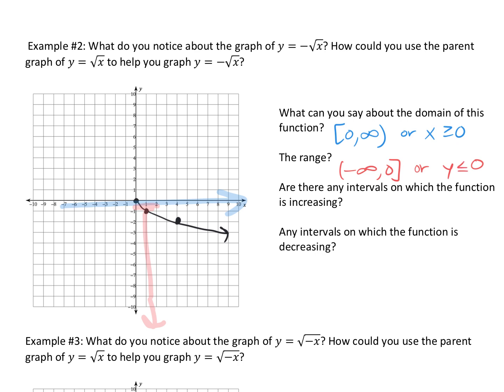Okay? Now we're looking at this function. As I go from left to right, what is happening to all of my y values? They're getting smaller, right? They're decreasing on that entire interval. So I would write from 0 to infinity, it is decreasing. Okay, it's asking us what are the x values that are creating more and more negative y values. Okay, so there is no increasing part of this graph.